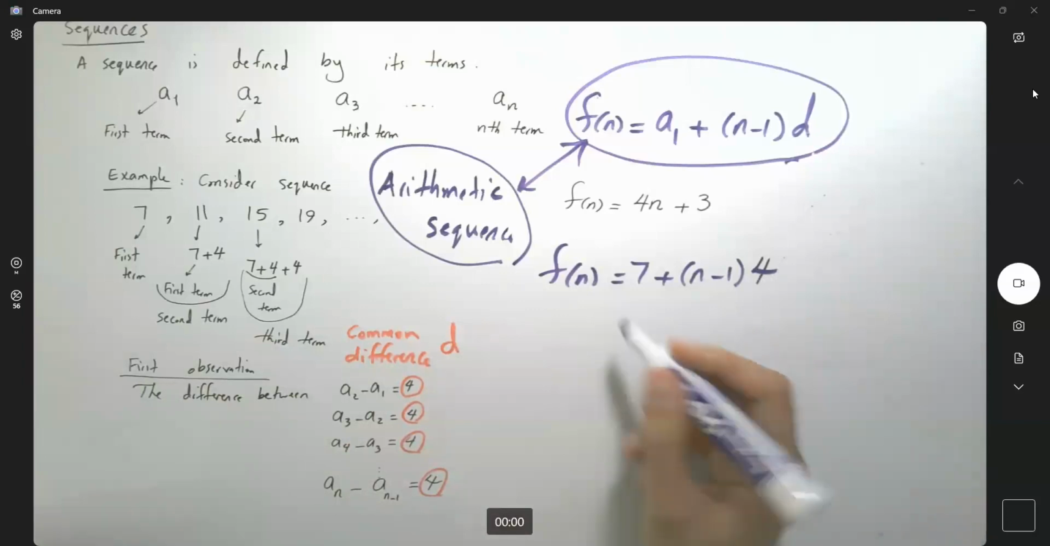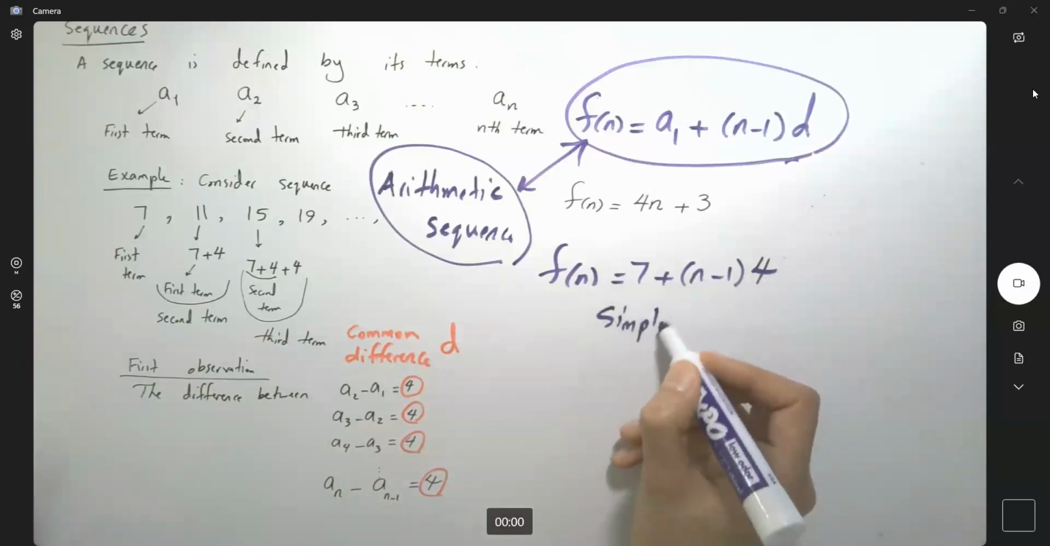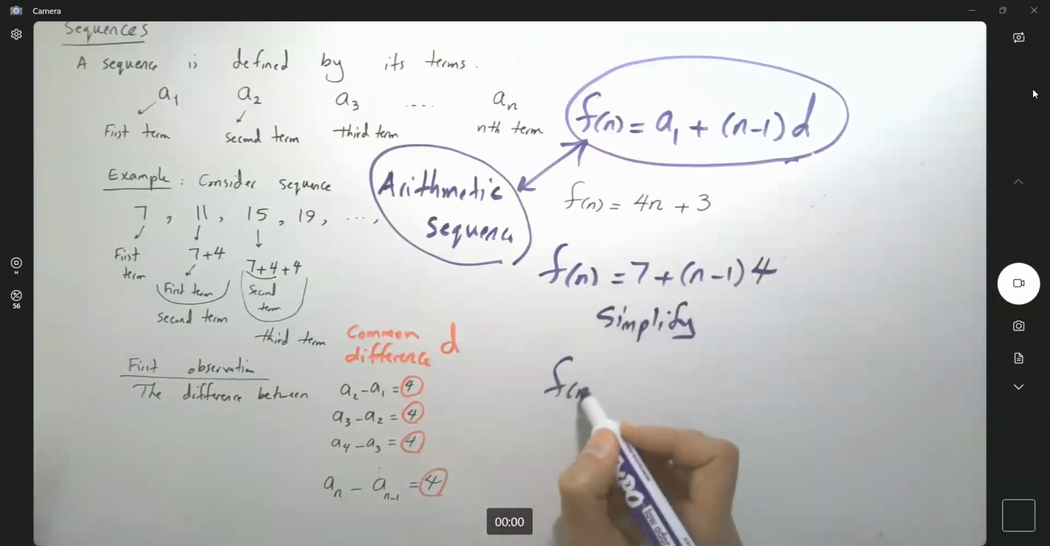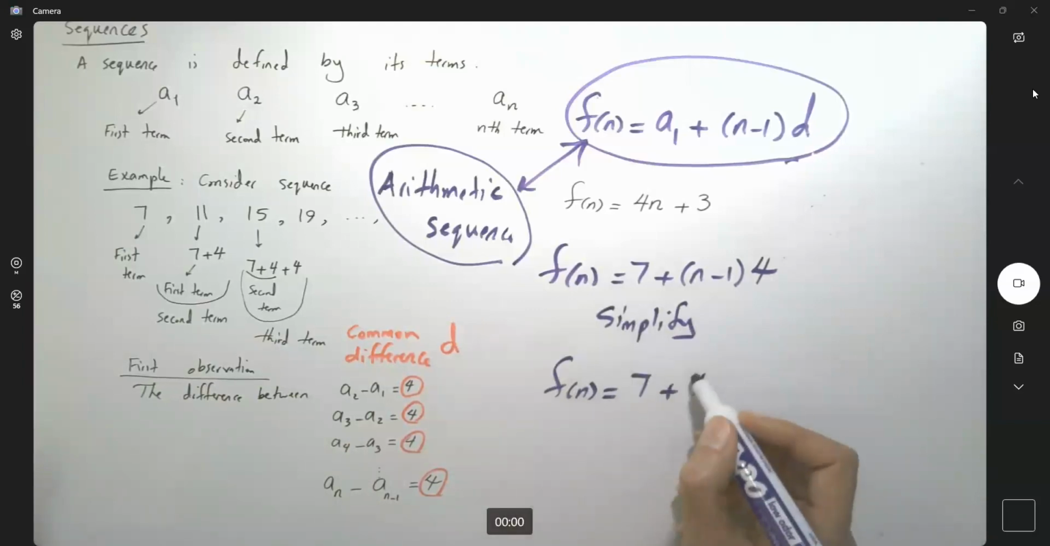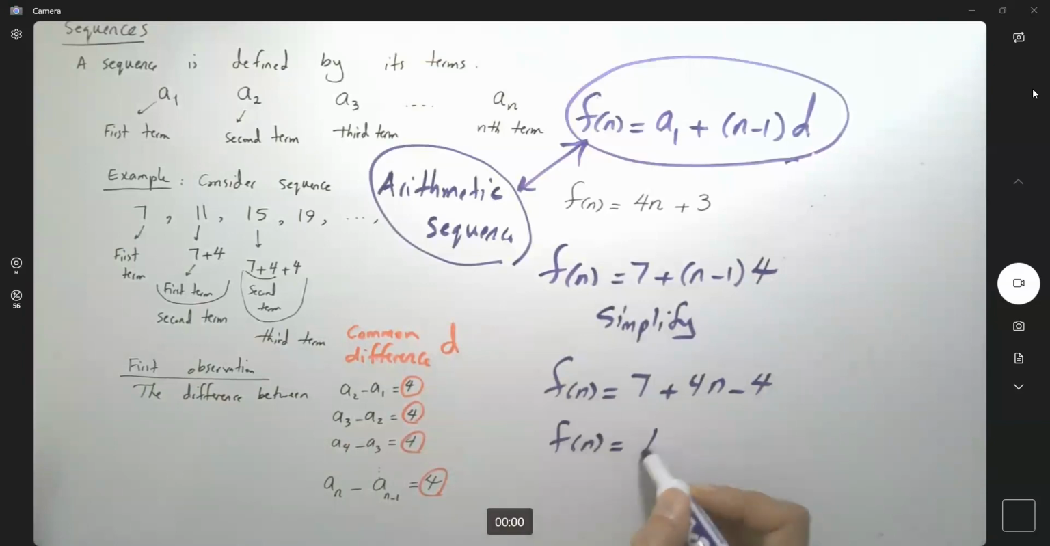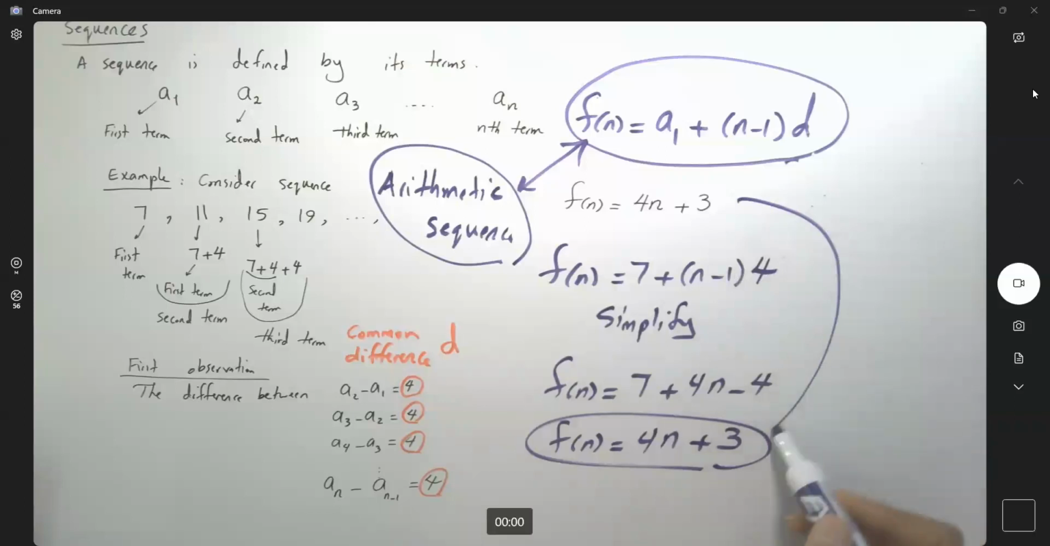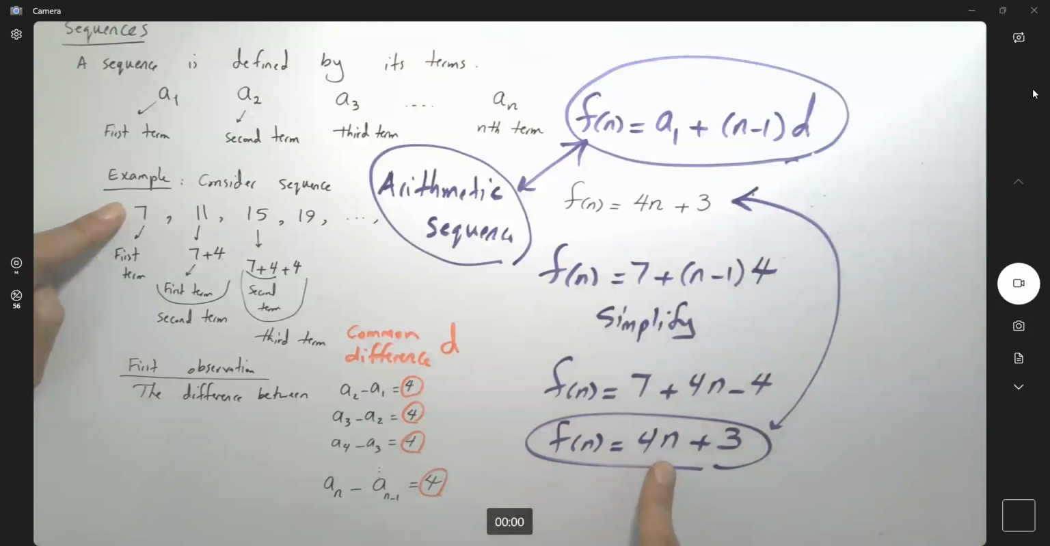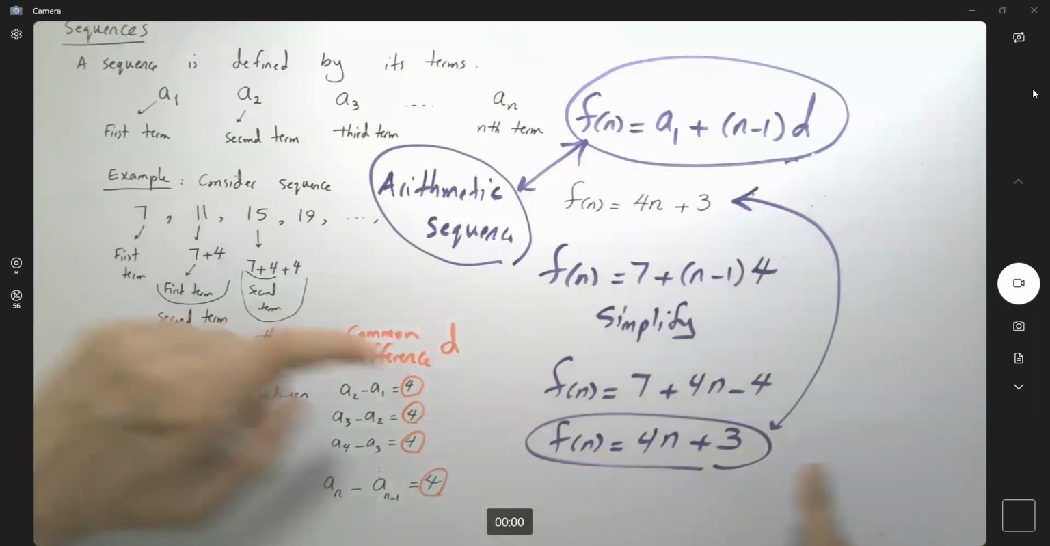So simplify this. f of n is equal to 7 plus 4n minus 4, or f of n is 4n plus 3. The exact same formula. So if I plug in 1 here, I get the first term. If I plug in 2, I get the second term. If I plug in 3, I get the third term, and so on.